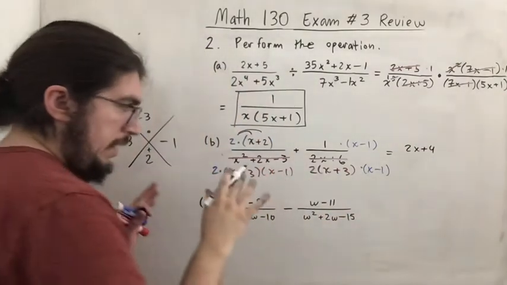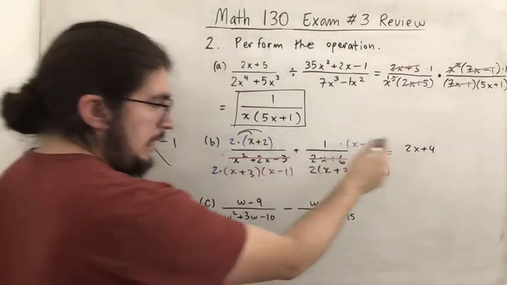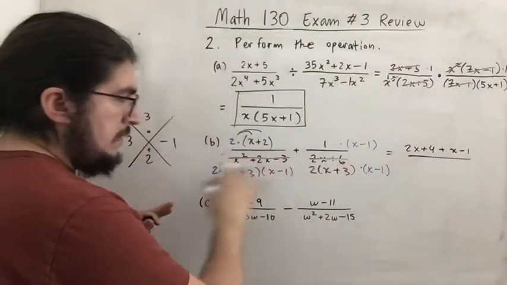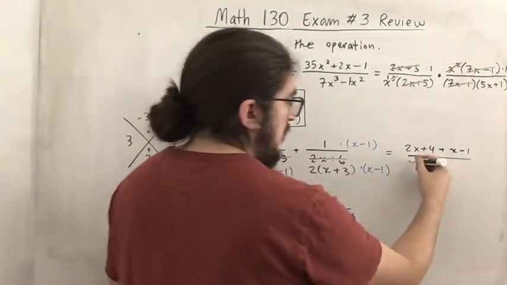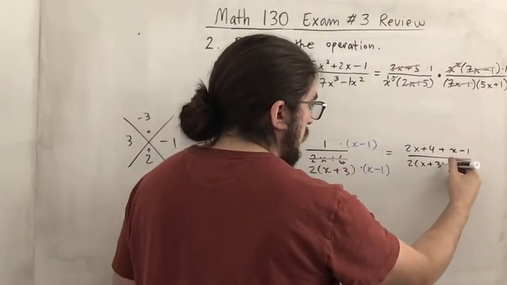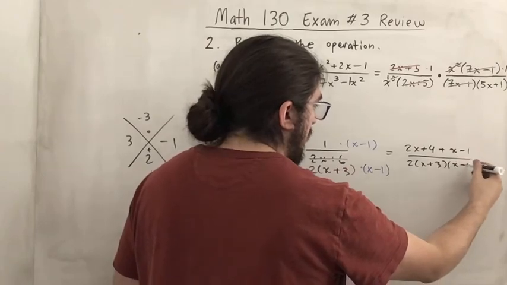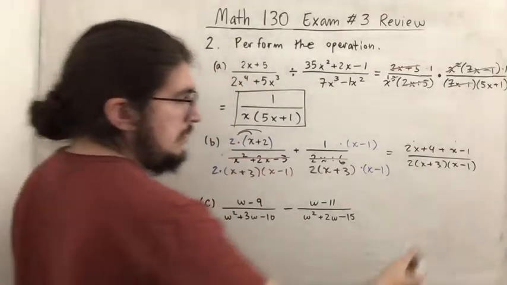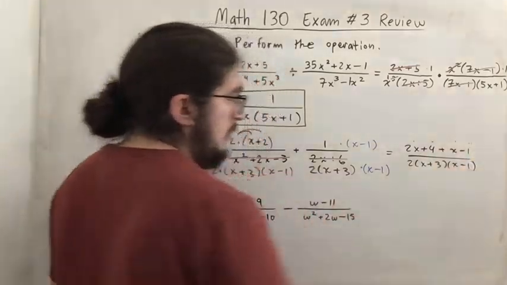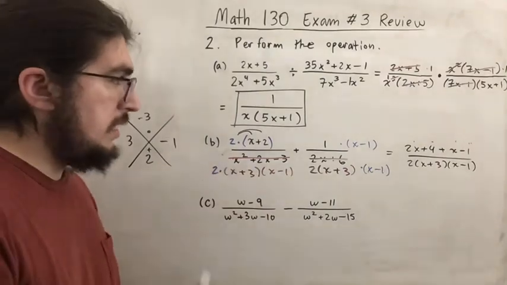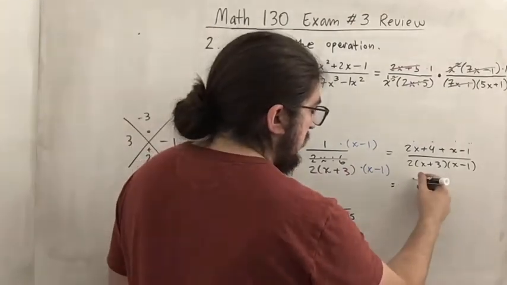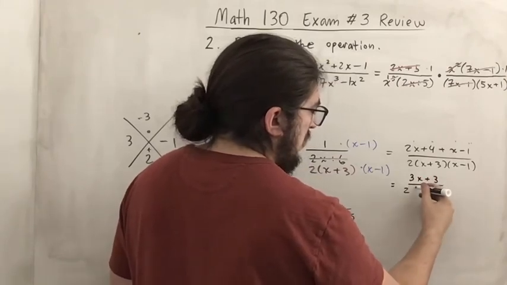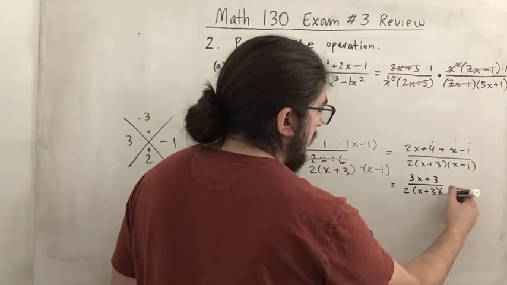Since this is over a common denominator now, we can write plus 1 times this, but 1 times x minus 1 is just x minus 1. And now all over the common denominator, which I'll leave factored actually, 2 times x plus 3 times x minus 1. And notice the top combines: 2x plus x is 3x, and 4 minus 1, excuse me, is a positive 3. So we get 3x plus 3 all over 2 times x plus 3 times x minus 1.